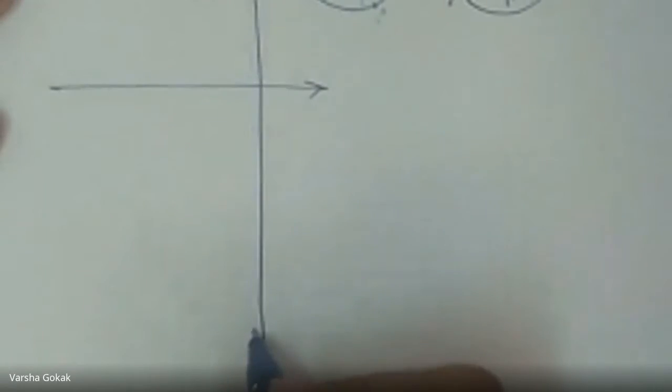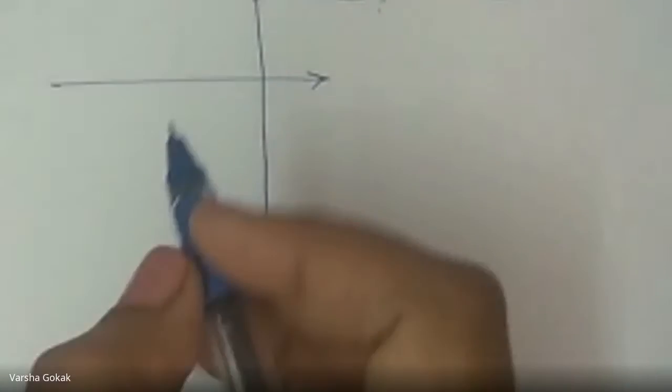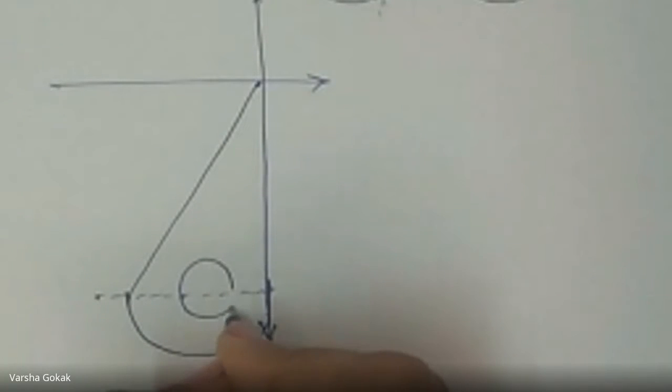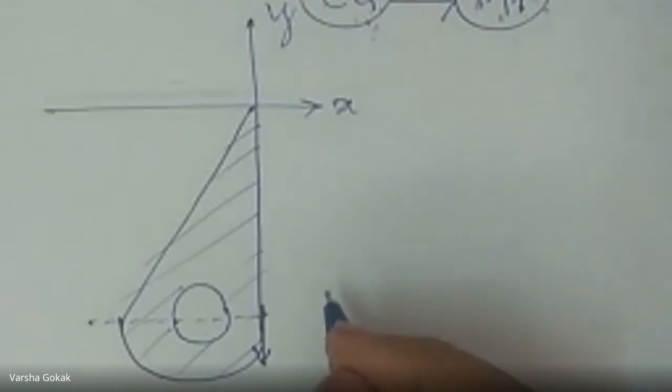Find the CG of the given figure. So the figure goes like this. This is the figure. Find the CG of the shaded area is the question. Okay. So here, this is your x-axis. This is your y-axis.